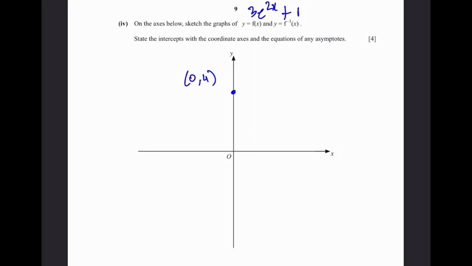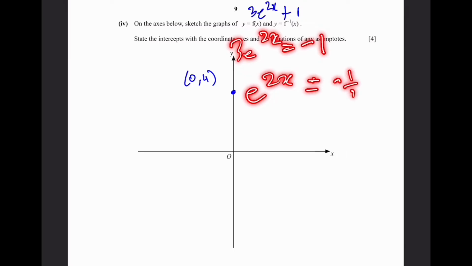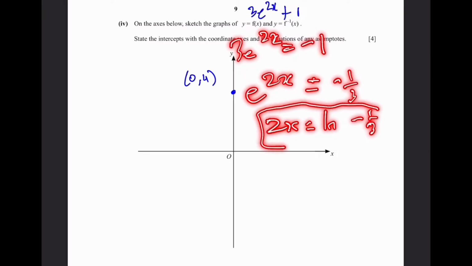Now we need to find the x-intercept. That means y is equal to 0. So if this is equal to 0, then 3e to the power of 2x is minus 1, and e to the power of 2x is minus 1 by 3. Now taking the ln on both sides, 2x equals ln of negative 1 by 3. And that means, wait, this does not exist. Ln of any negative number does not exist, since e to the power of something, in this case 2x, cannot be equal to negative 1 by 3.